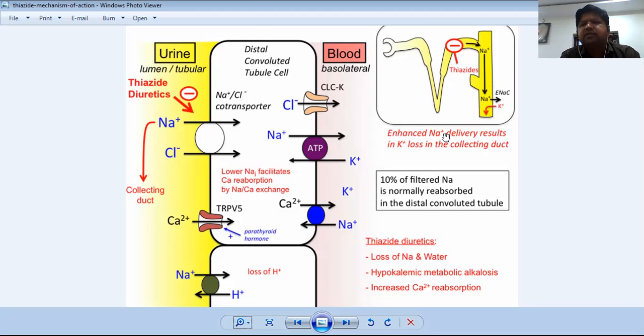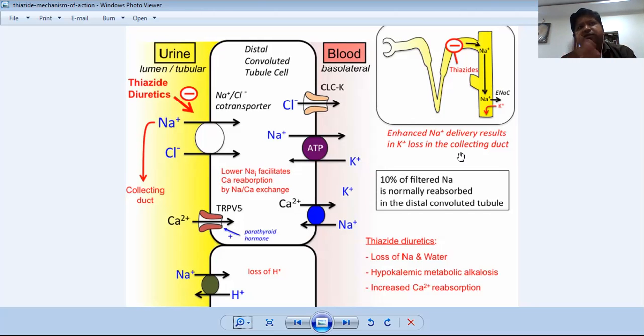That is what we call hypokalemia. You can see here, enhanced sodium delivery results in potassium loss in the collecting duct, because when sodium load increases in the collecting duct, aldosterone will be stimulated. Aldosterone increases sodium reabsorption and it will release potassium. Potassium will come along with sodium. Now you may have a question, sir, when sodium is reabsorbed, what is the use of diuresis here? Sodium reabsorption may occur, but that doesn't disturb your diuresis because the sodium load is very high.